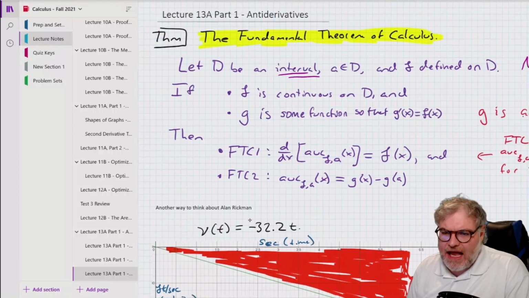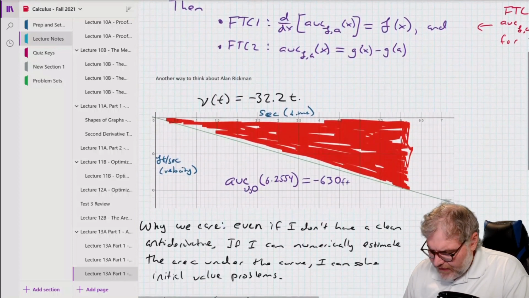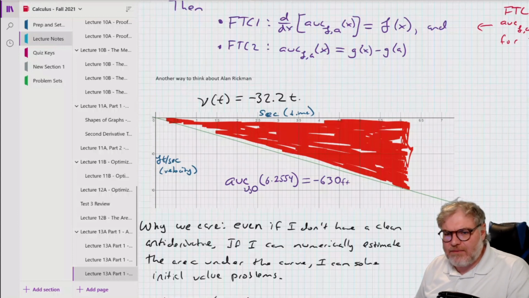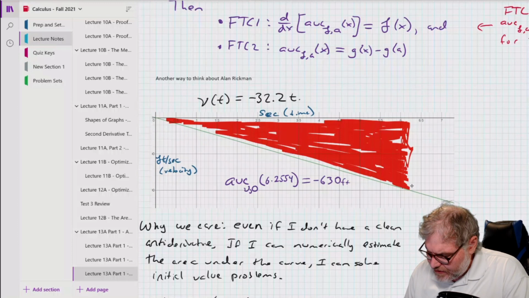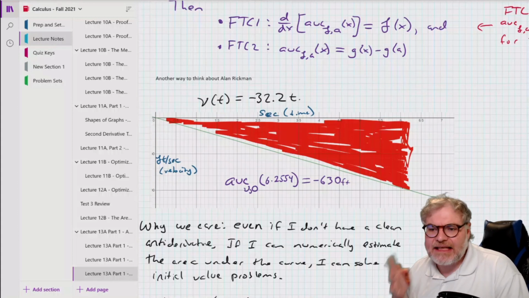All right, there's another way to think of this. If the velocity v of t equals negative 32.2 t, instead of solving it like an antiderivative problem, I can also think of it as an area under the curve problem. I want to know the area under the curve of the velocity function. I want to find for what x that will equal negative 630. If I do AUC v from 0 to 6.2554, I'm going to find that it is negative 630 if I take the area under the curve up to that point from 0. So even if I don't have a clean antiderivative, I can get at these things by using an AUC.